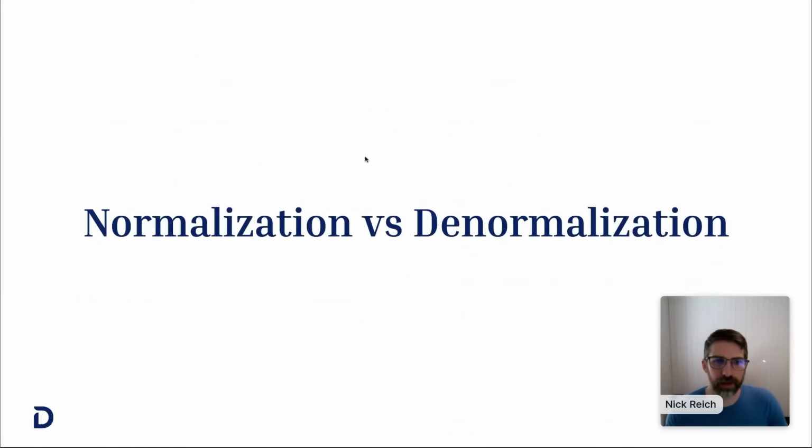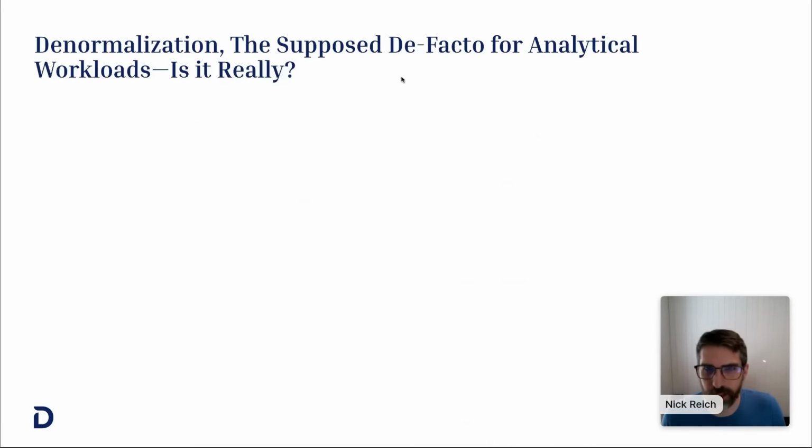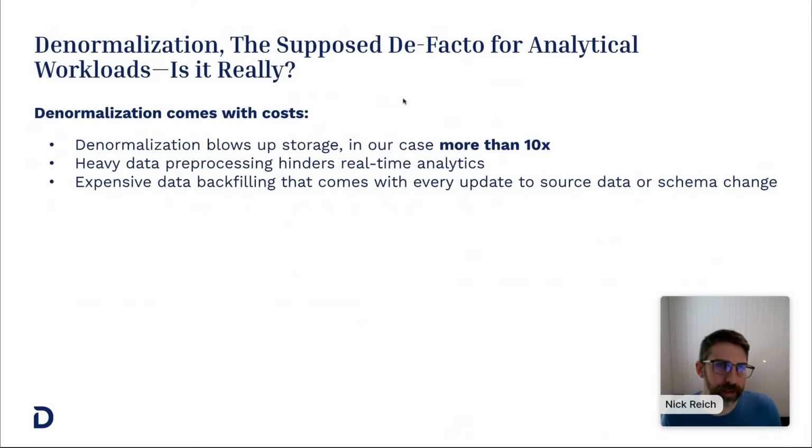So let's talk about normalization versus denormalization in the world of analytics queries. This has been talked about a lot, and it's been an essential tenet of these kinds of workloads. And for a long time now, the idea has been denormalize your data. Disk is cheap. This is going to give you better performance. But is that really still the case? Is that still the best practice? Denormalization comes with a lot of costs, right? If you have one-to-many relationships in those denormalized objects, you're going to blow up the size of your storage. In our case, more than 10x.